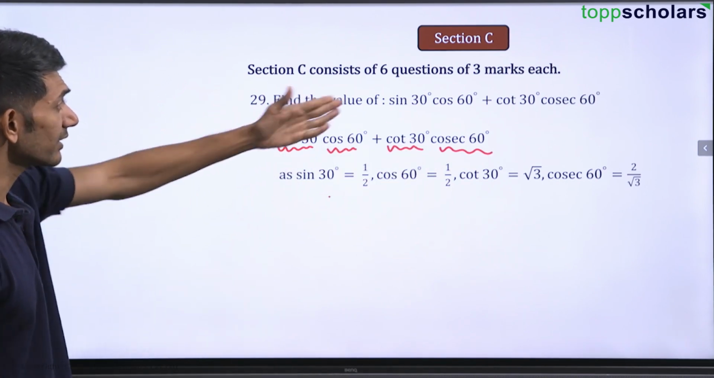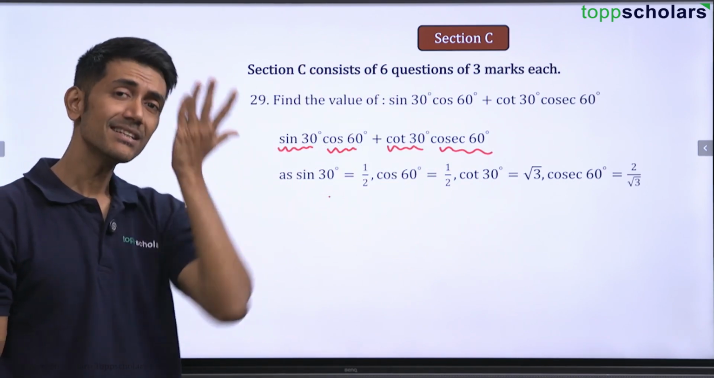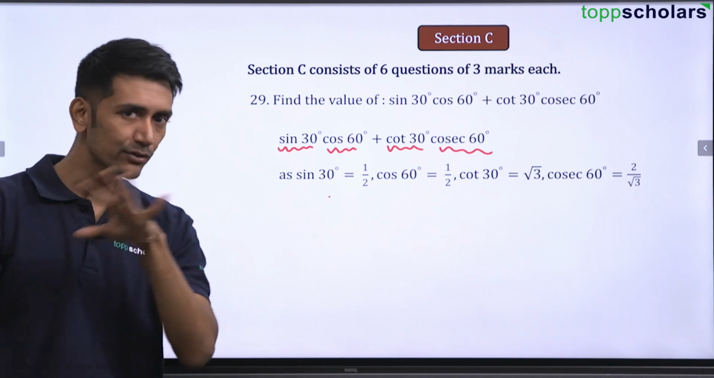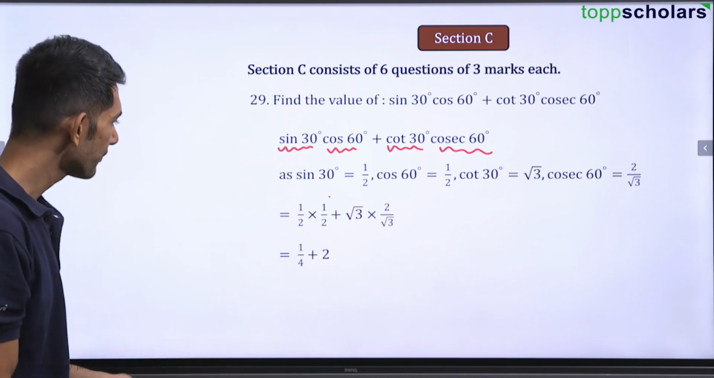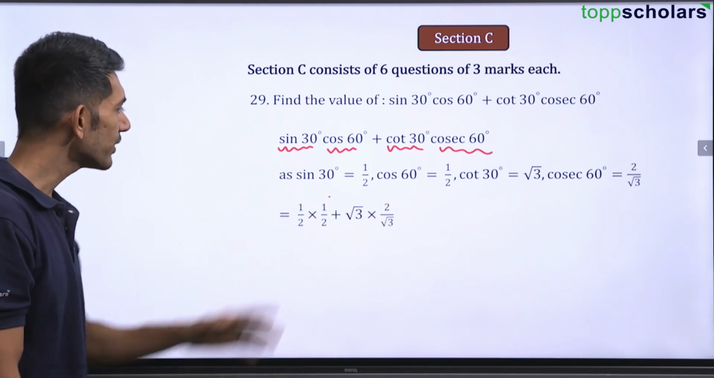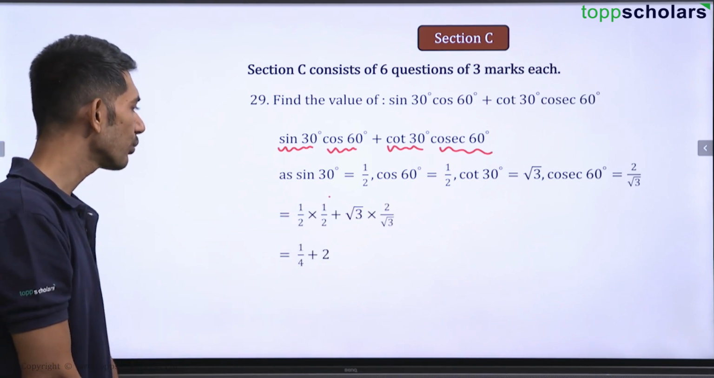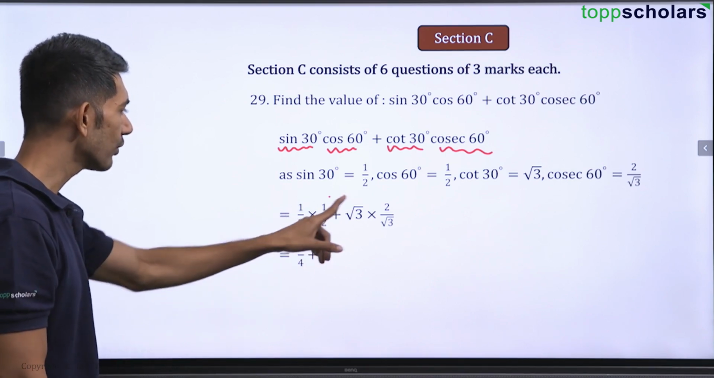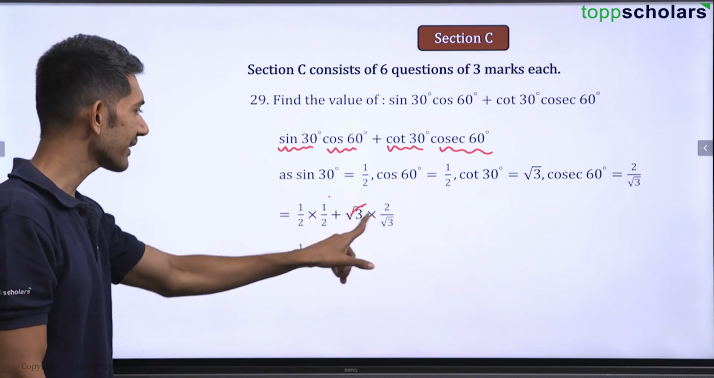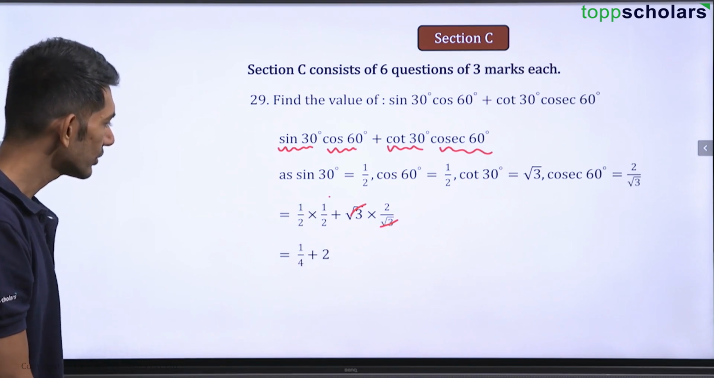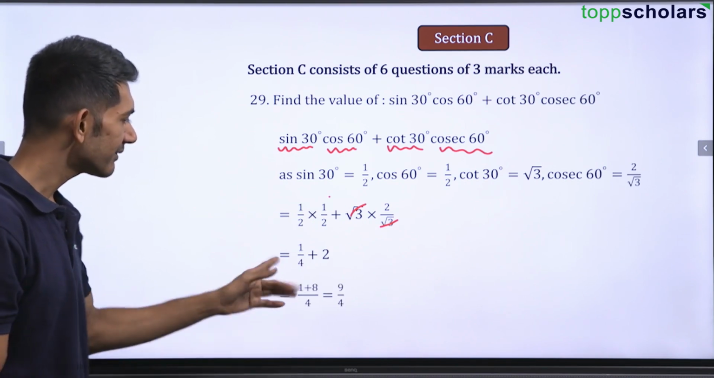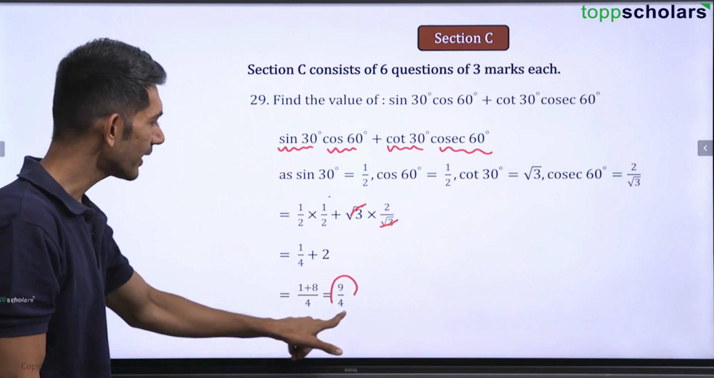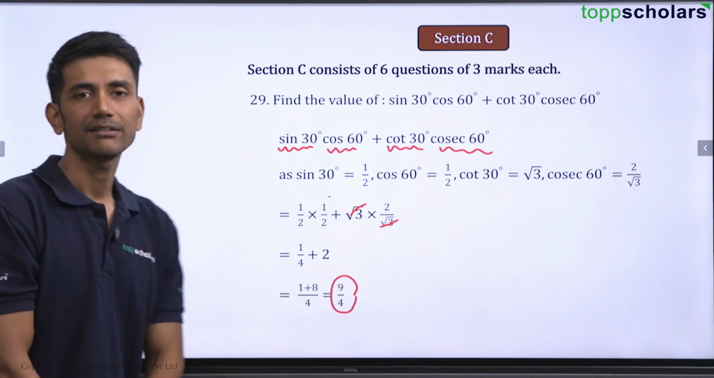This is very simple. In fact, this was asked for 3 marks. Such an easy question. Once you know all the values, the table of values for trigonometric ratios, this becomes very easy, right? So this is 1 by 2 into 1 by 2 plus root 3 into 2 by root 3. So that is 1 by 4 plus root 3 gets cancelled. That is 2. So that becomes 1 plus 8 by 4. That is 9 by 4. And you get 9 by 4 as the final answer.